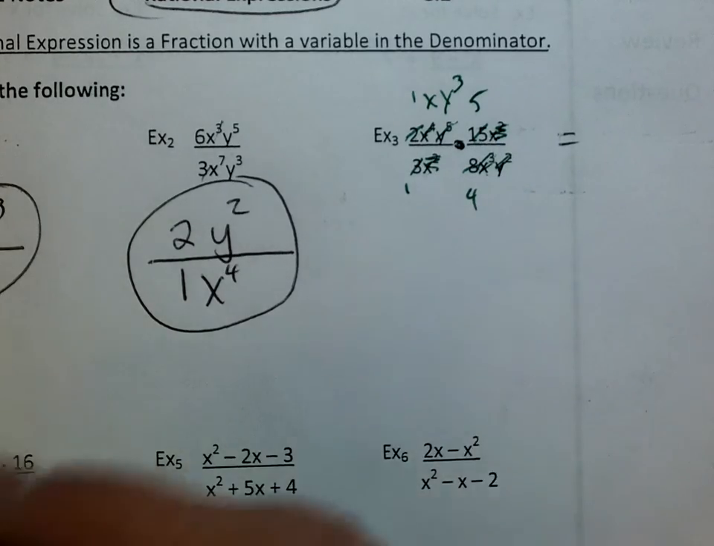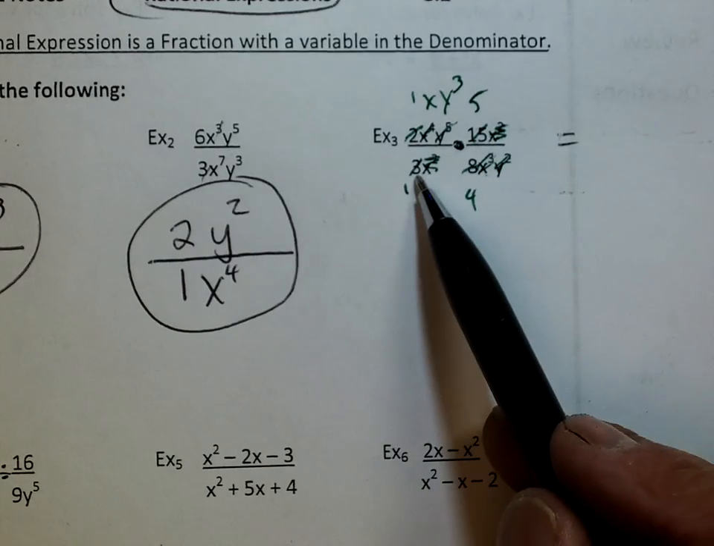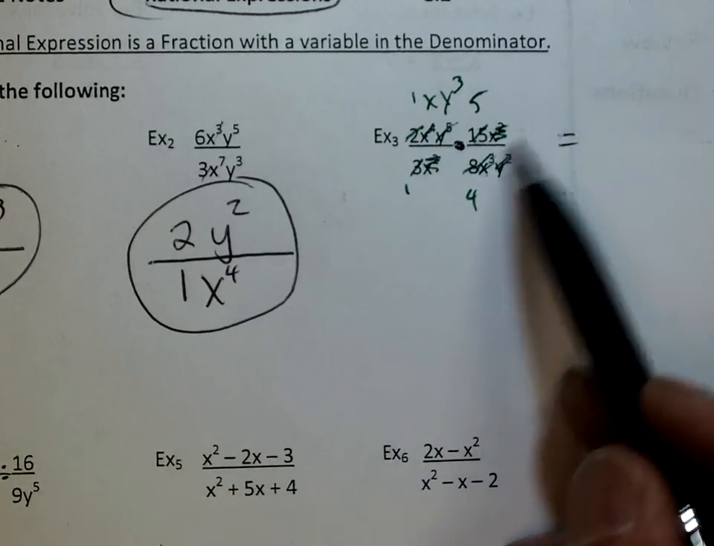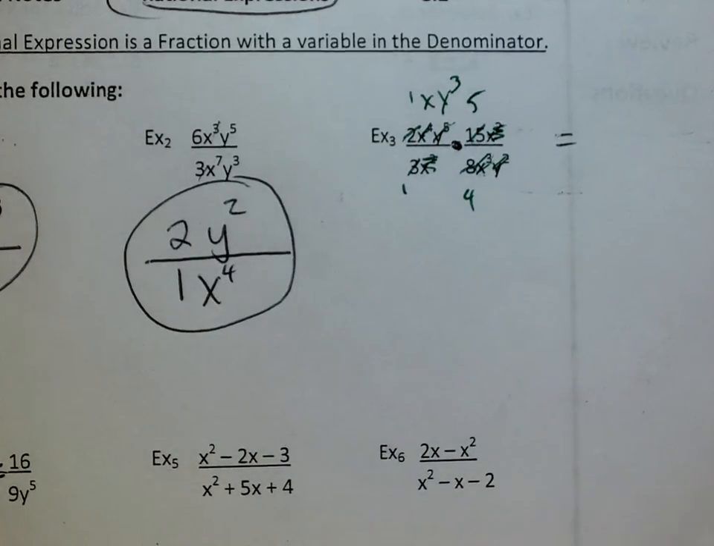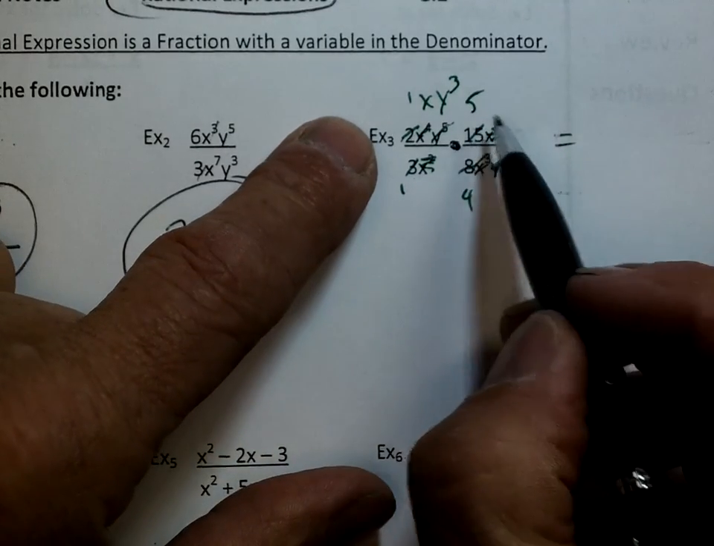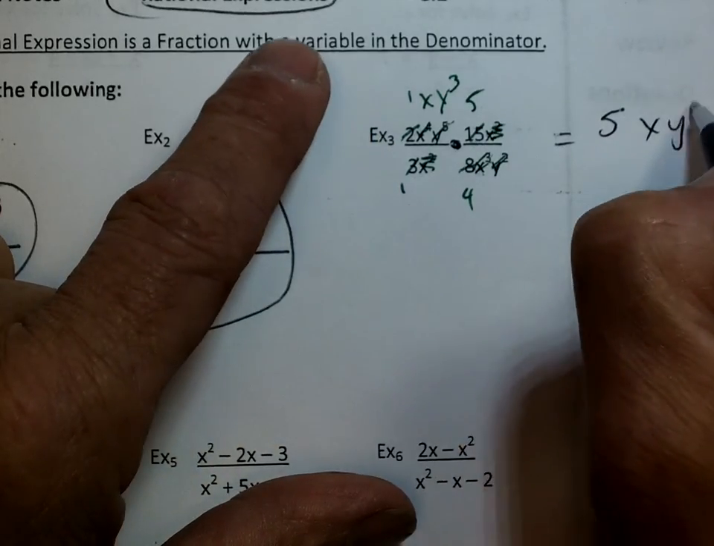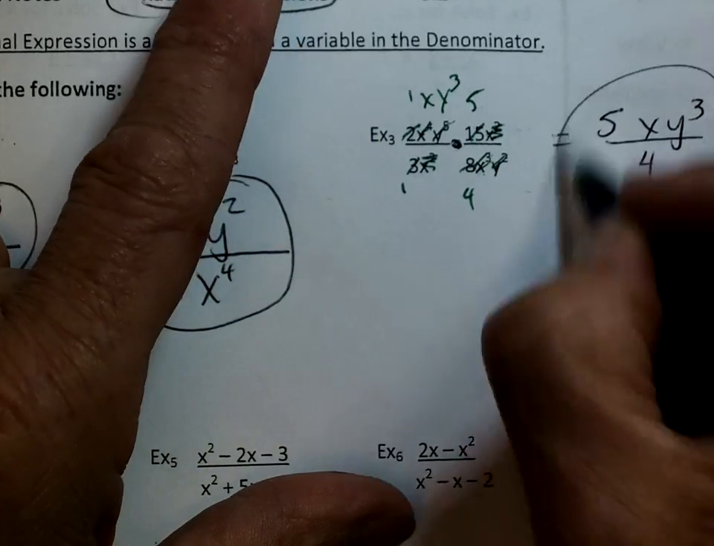So now I've cross-reduced. I've reduced my 15 and my 3, and I've reduced my 2 and my 4, and I've reduced my x's, because I can put them all together, right? But why not reduce them before we multiply? Because it makes it easier, right? So what do I have? I've got a 5x y to the third over a 4.